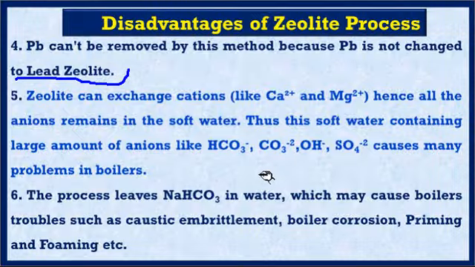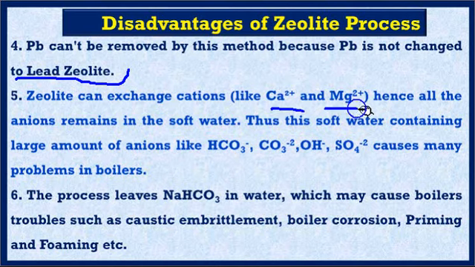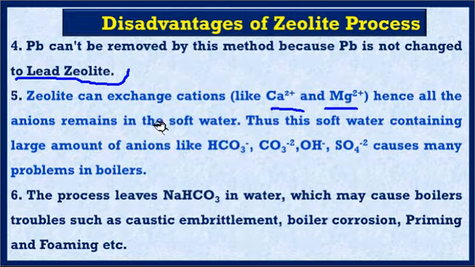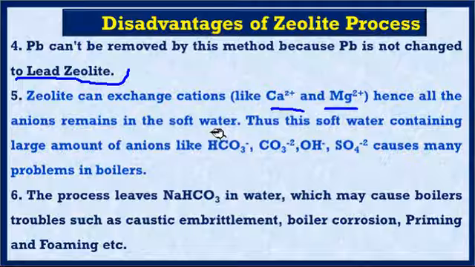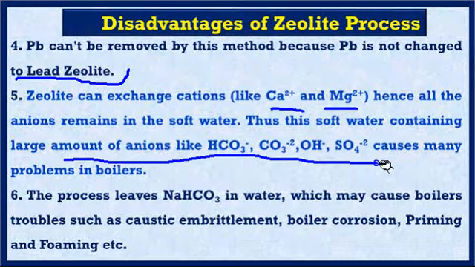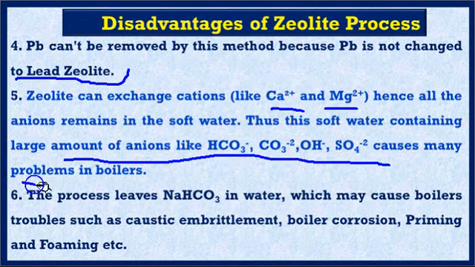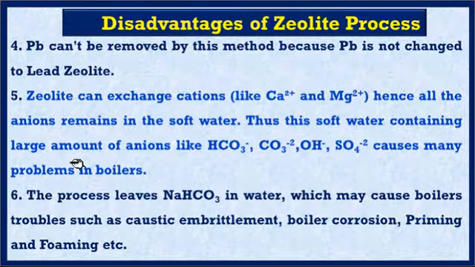And next, the zeolite can exchange cations like calcium and magnesium ions, but all the anions remain in the soft water, because the zeolite exchanges only the cations; calcium and magnesium ions are replaced with sodium ions, but all the anions remain with this solution or the softened water. Thus, the soft water contains a large amount of anions like bicarbonate, carbonate, hydroxyl and sulfate ions, which cause many types of problems in industrial water or in boilers.